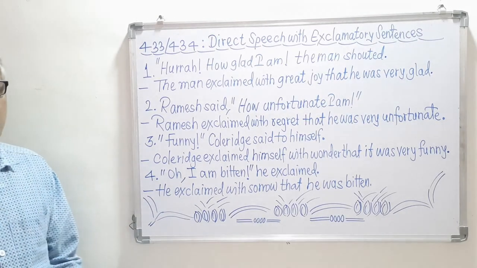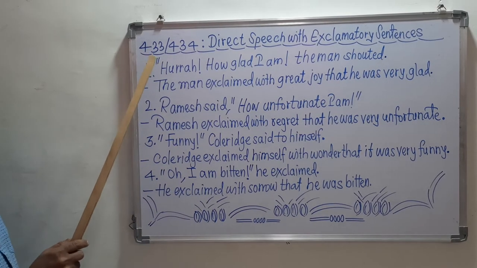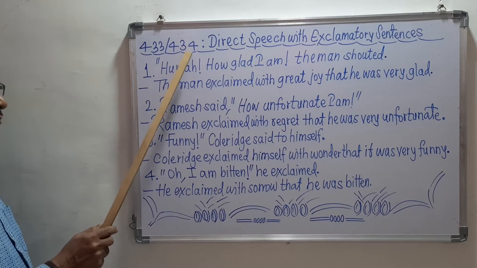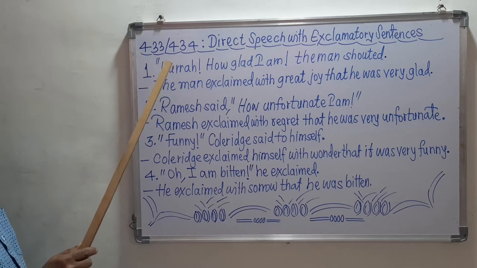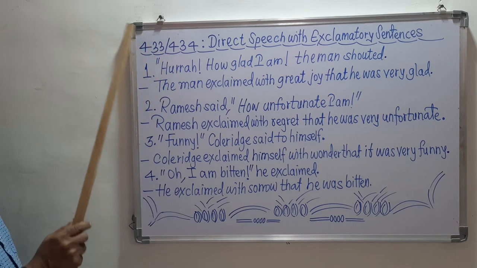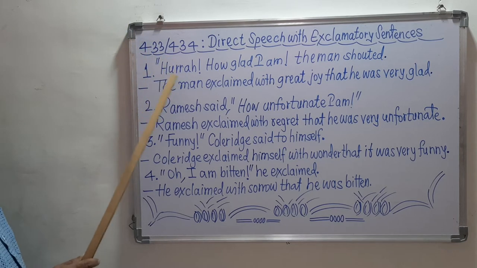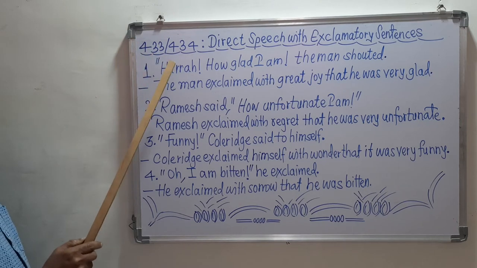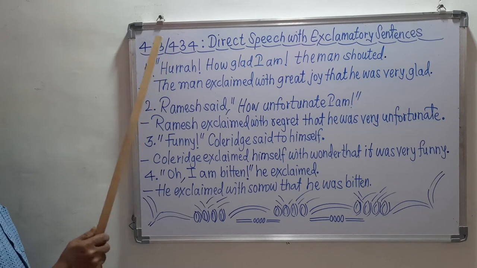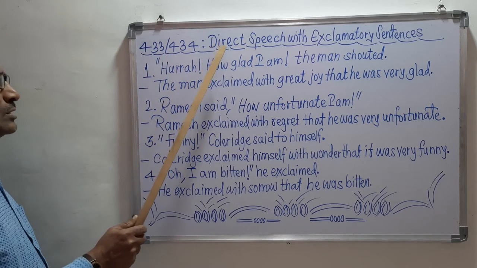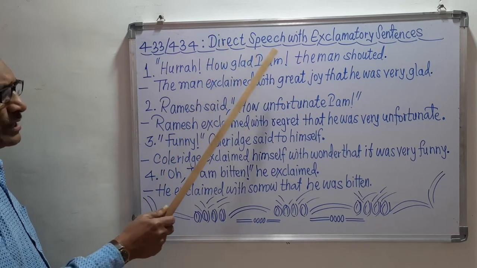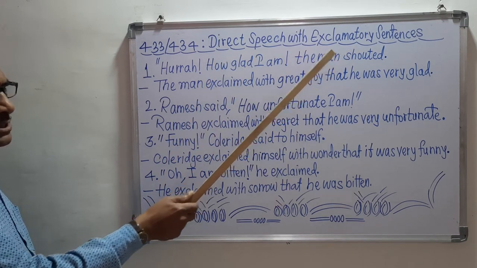Now we will go to see the topic. The topic is 433 and 434. It means I will make this video in Hindi and in English, and that's why the number of this video is 433 and 434. The topic of the video is direct speech with exclamatory sentences.